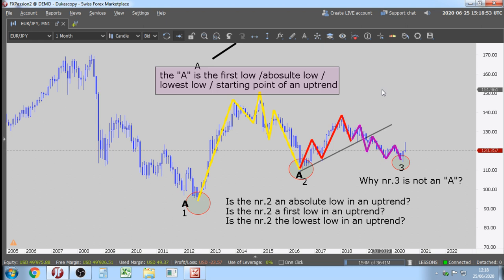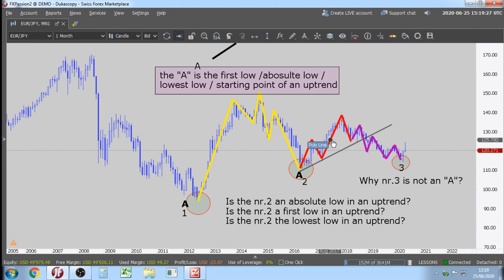Is number 3 a low? Dennis, it's not a low. Oh yes, congratulations, Dennis got the answer, everybody. This is not a low yet. Yes, it's not a trend also, but the reason why number 3 is not an A is because it's not a low yet. We need one more candle on the right. It might be on the smaller time frames. Yes, you're right, but we are not on the smaller time frames. So number 3 is not an A because it's not a low.